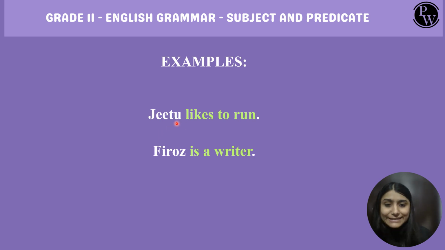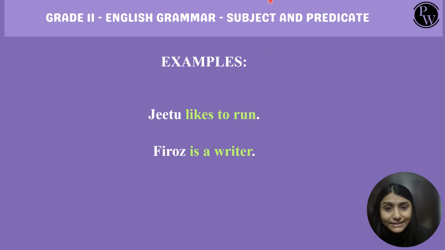Okay, we have more examples. Jitu likes to run and Firoz is a writer. So simple, it's very simple. What does Jitu do? Jitu likes to run. So likes to run becomes the predicate because it tells us something about Jitu. So likes to run is the predicate.